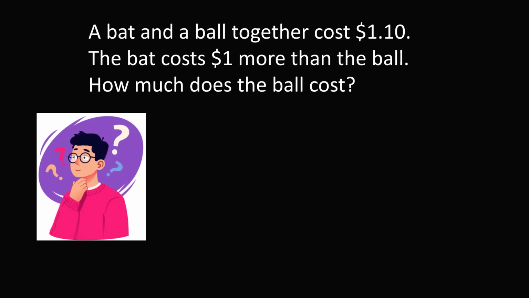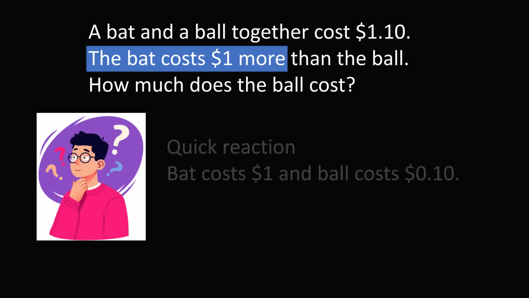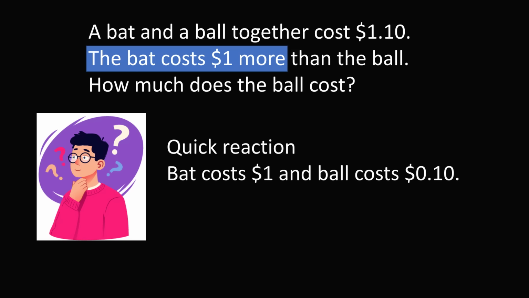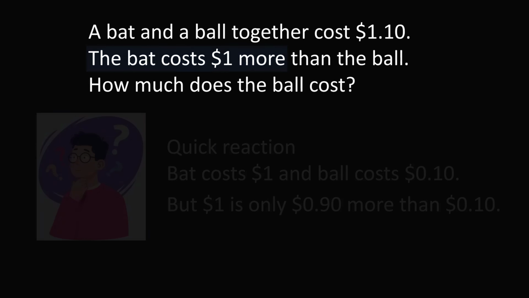Many people get this puzzle wrong because they focus on the detail that the bat costs $1 more, and they instantly think that the bat must cost $1 and the ball costs 10 cents. But this cannot be the solution because $1 is only 90 cents more than 10 cents, and we know the bat costs $1 more than the ball. So let's solve this problem carefully.